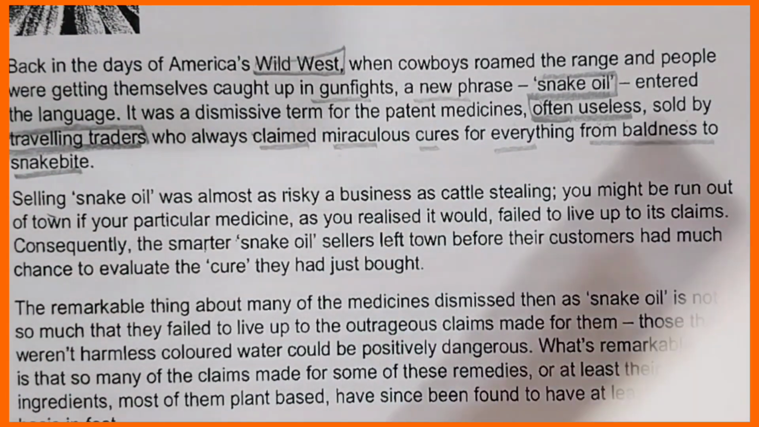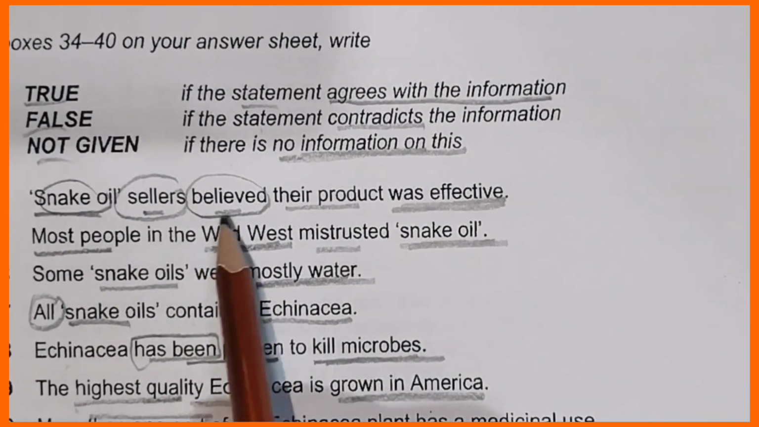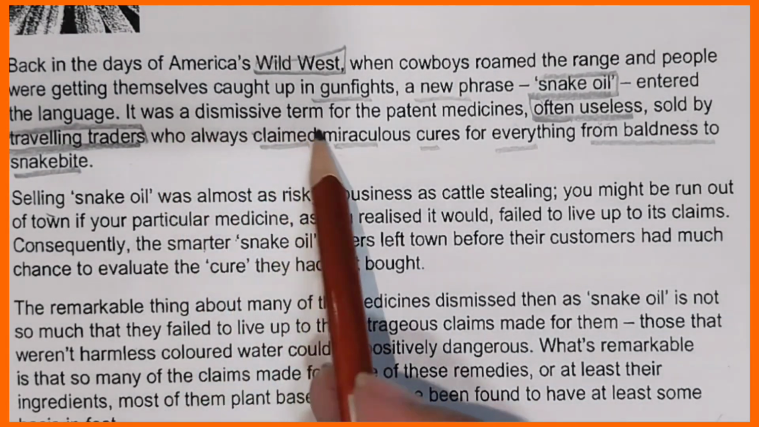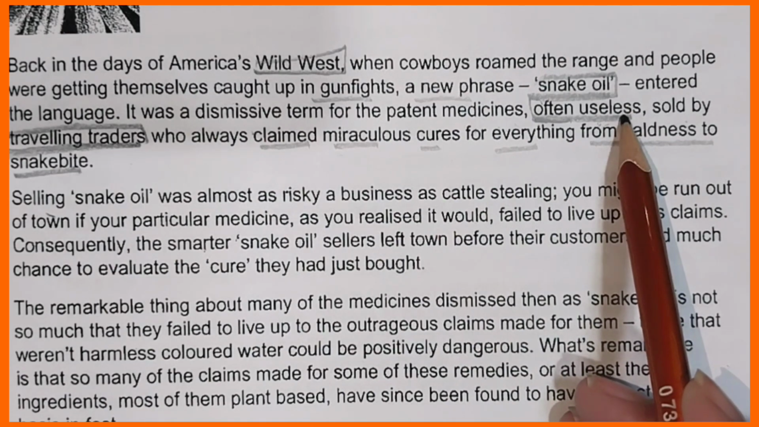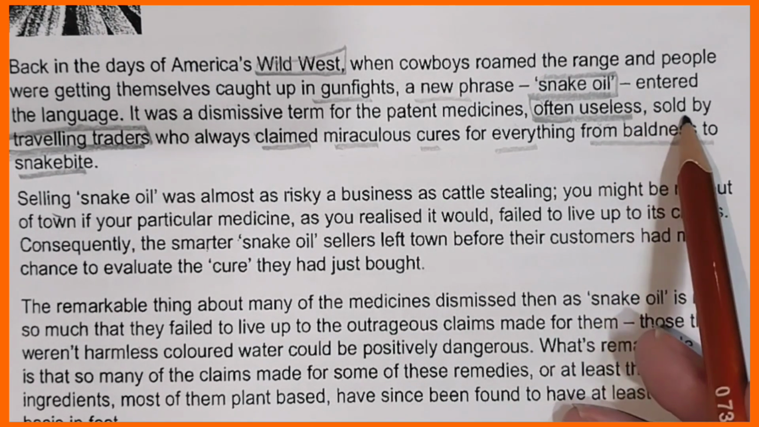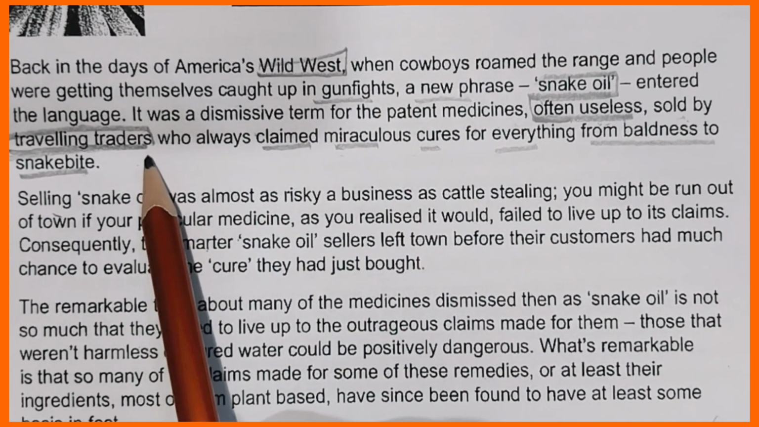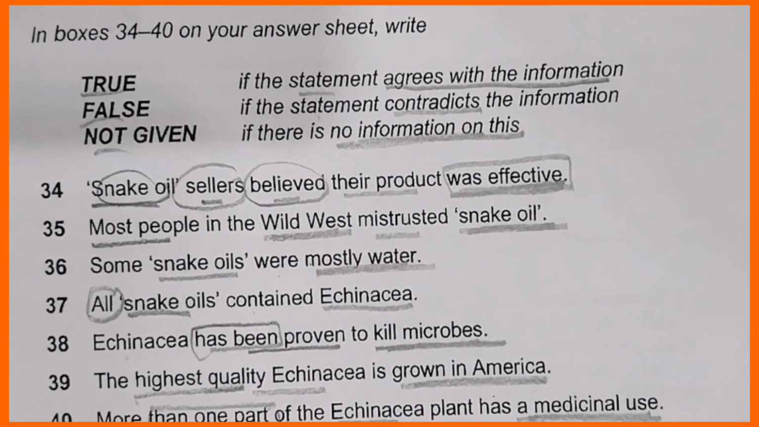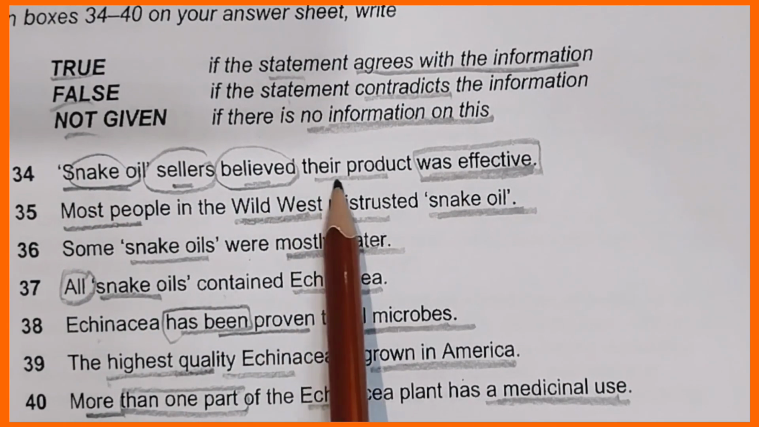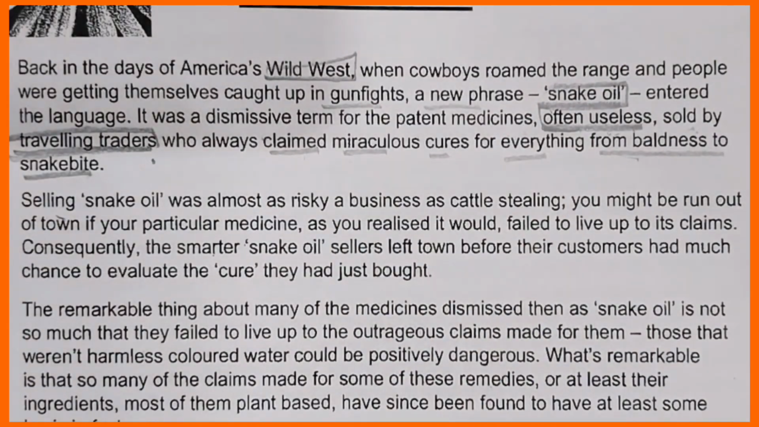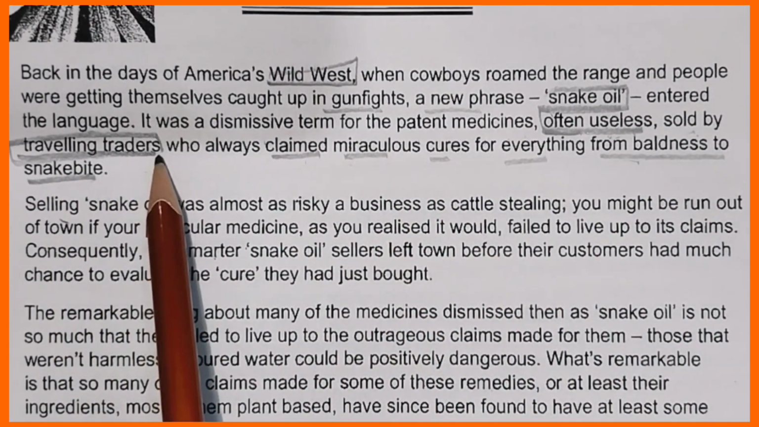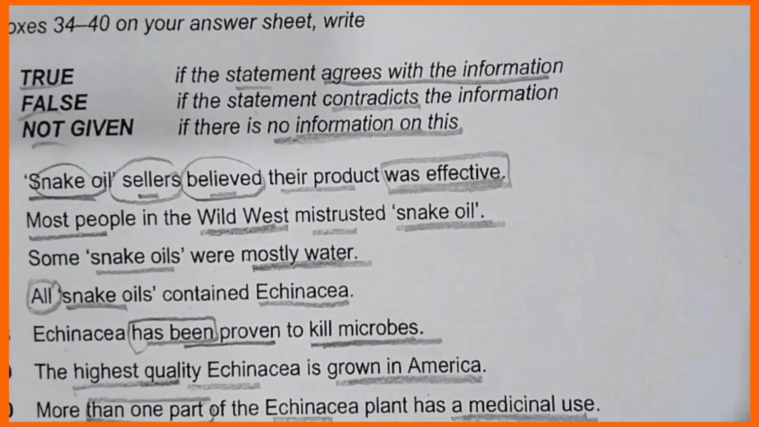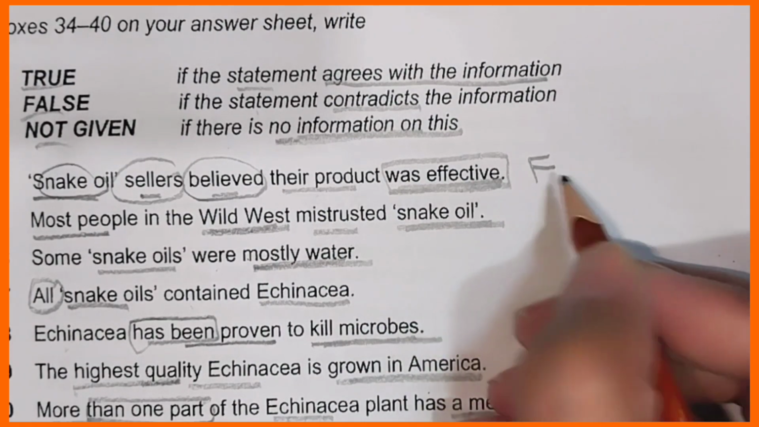But the medicine is snake oil sellers. They are saying snake oil sellers believed their product was effective, but here they are saying it was a dismissive term for the patent medicines, often useless. So they know that this medicine is useless, sold by traveling traders who always claimed miraculous cures for everything from baldness to snake bite. So they didn't believe that it's effective. So the answer will be false.